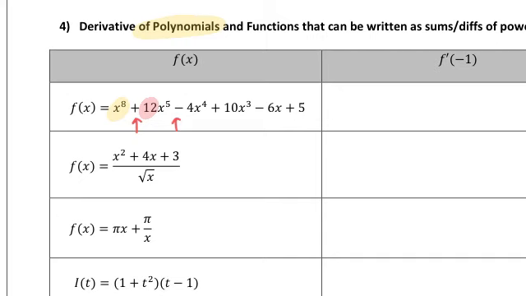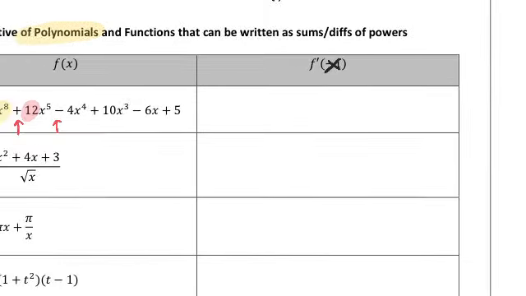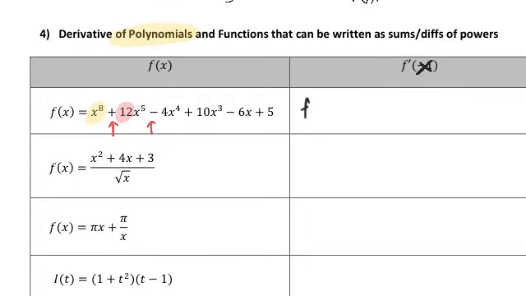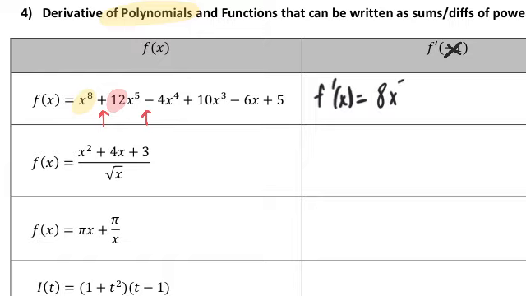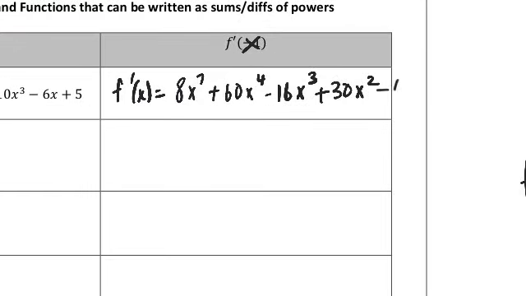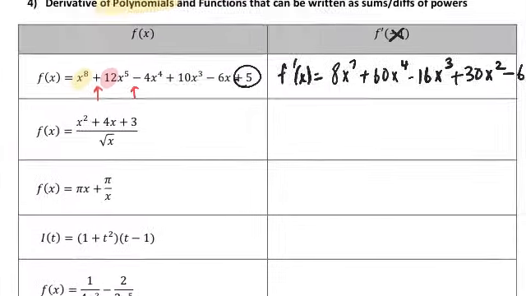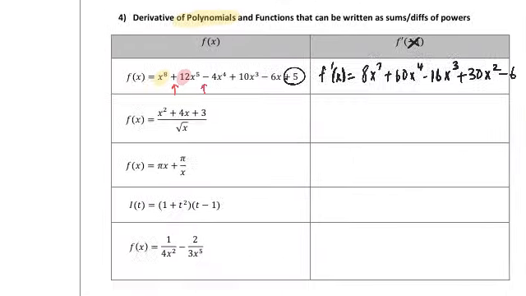So if I'm looking for f prime of, let's call this f prime of x. If I'm looking for f prime of x here, then for this first one, I just have to say 8x to the 7th plus 60x to the 4th minus 16x cubed plus 30x squared minus 6. And then the last, this right here, the derivative is 0. So that would be my f prime.